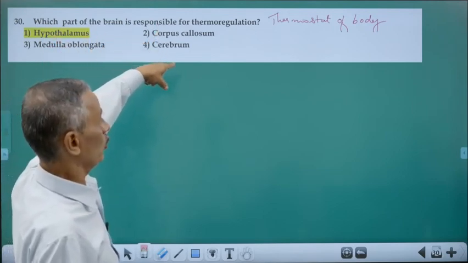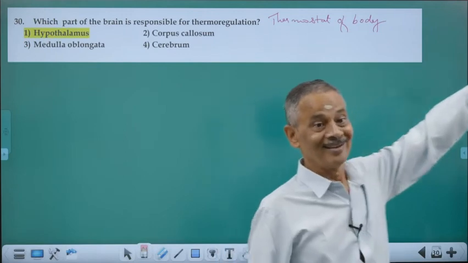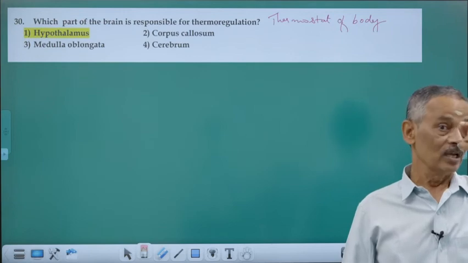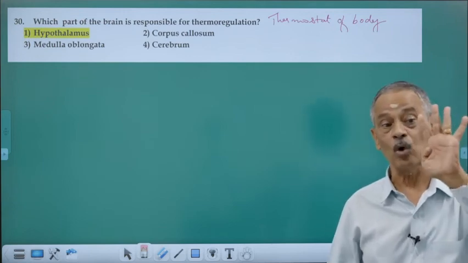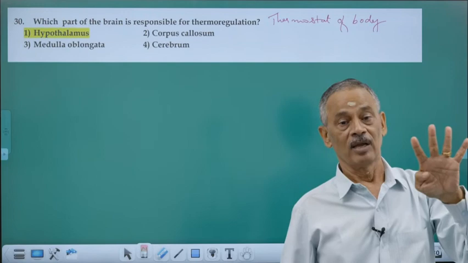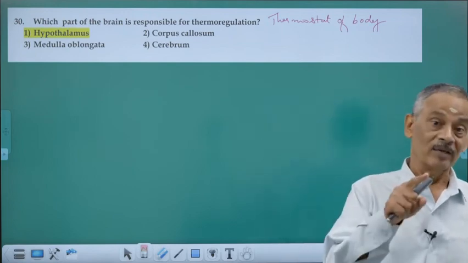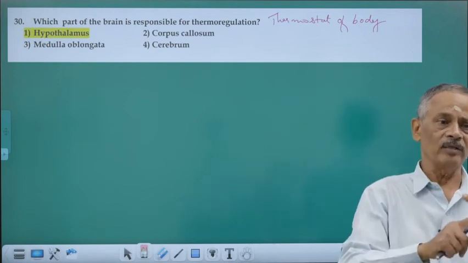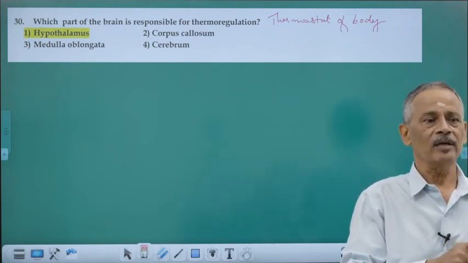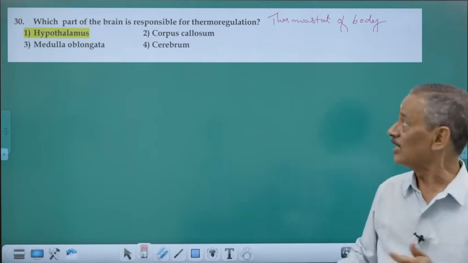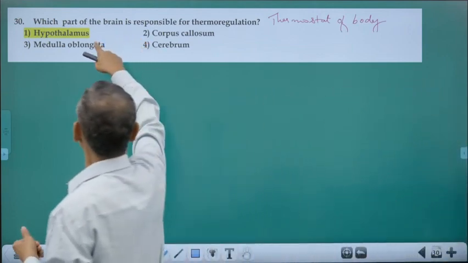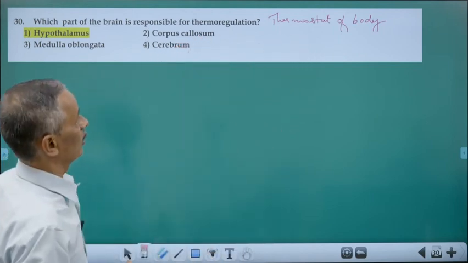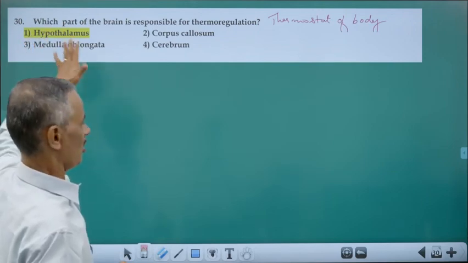Coming to the last question of this chapter, which part of the brain is responsible for thermoregulation, that is, the thermostat? Hypothalamus is the thermostat. The hypothalamus is only a 4-gram structure lying on the floor, but is very, very important. It has a number of functions: controlling thirst, controlling hunger, and also neurosecretory cells. So it is the hypothalamus which is responsible for temperature regulation, the thermostat of our body.